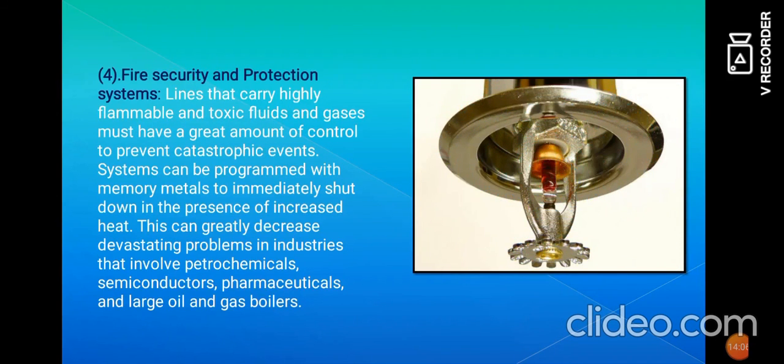Fourth application, fire security and protection systems. Lines that carry highly flammable and toxic fluids and gases must have a great amount of control to prevent catastrophic events. Systems can be programmed with memory metals to immediately shut down in the presence of increased heat. This can greatly decrease devastating problems in industries that involve petrochemicals, semiconductors, pharmaceuticals, and large oil and gas boilers.